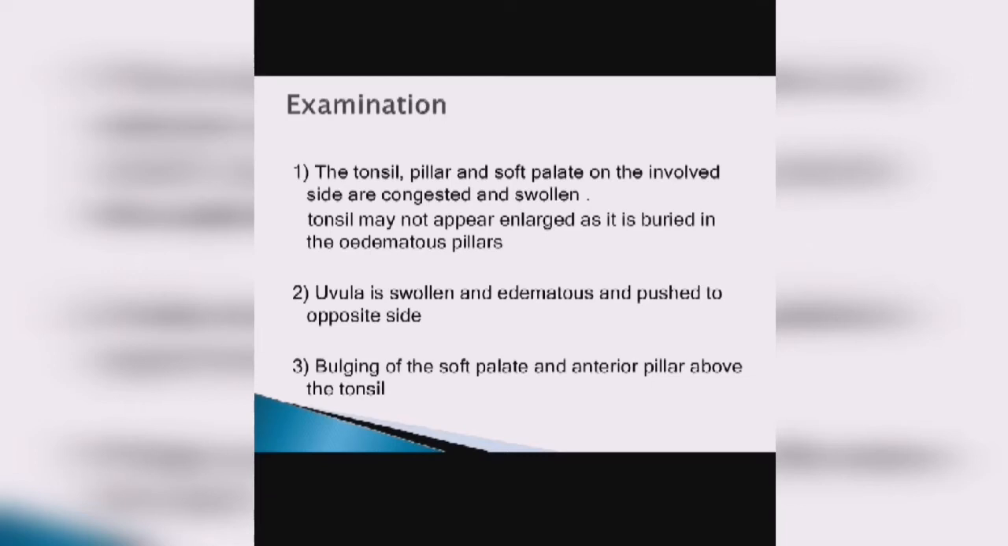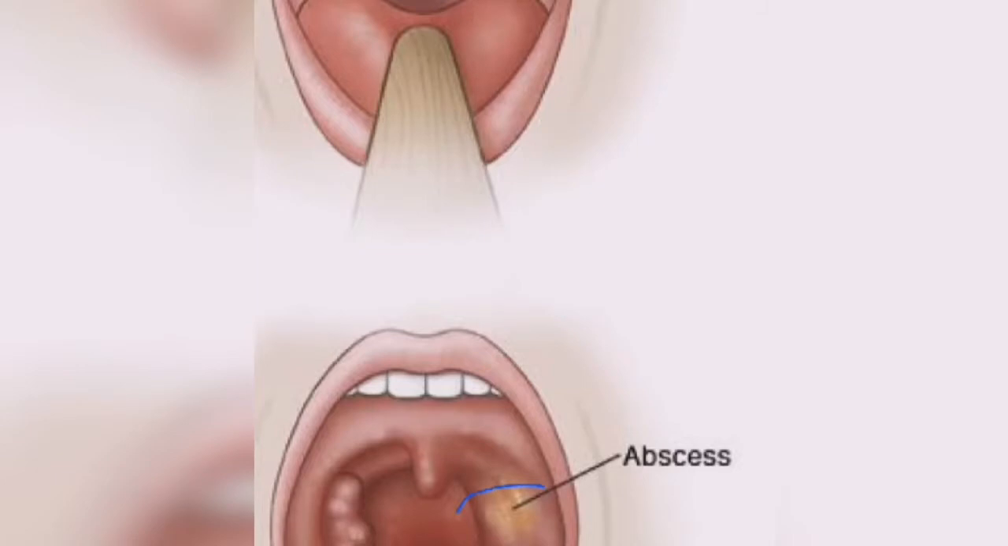On examination, the tonsil, palate, and soft palate on the involved side are congested and swollen, because the abscess is collected in the peritonsillar space. The tonsils may not appear enlarged as they are buried in the edematous palate. The uvula is swollen and edematous and pushed back to the opposite side, with bulging of the soft palate and anterior pillar above the tonsils. I'm showing you about this.